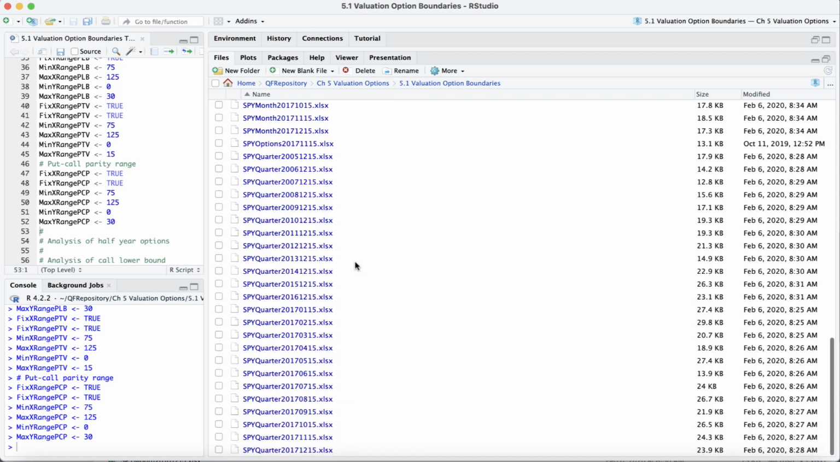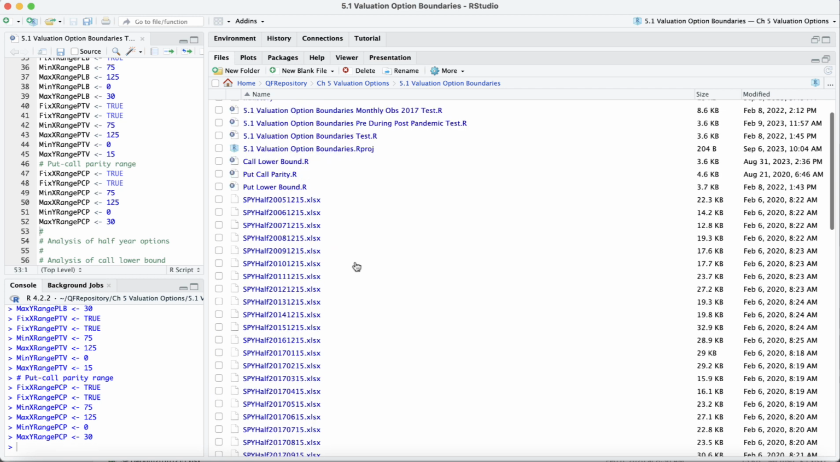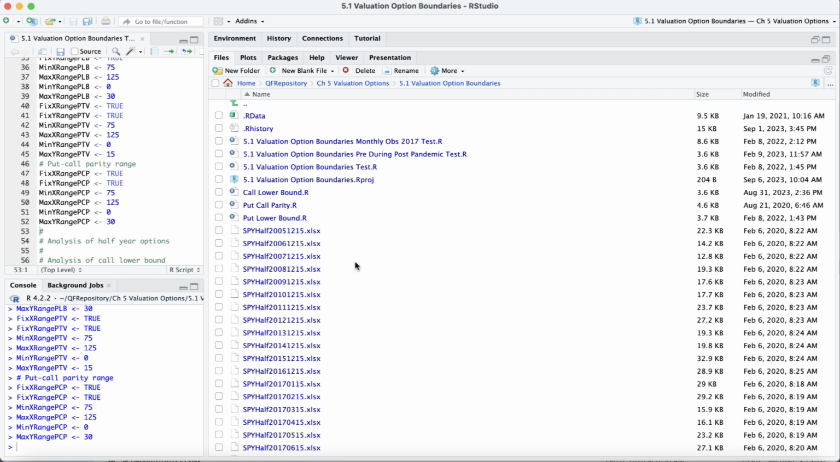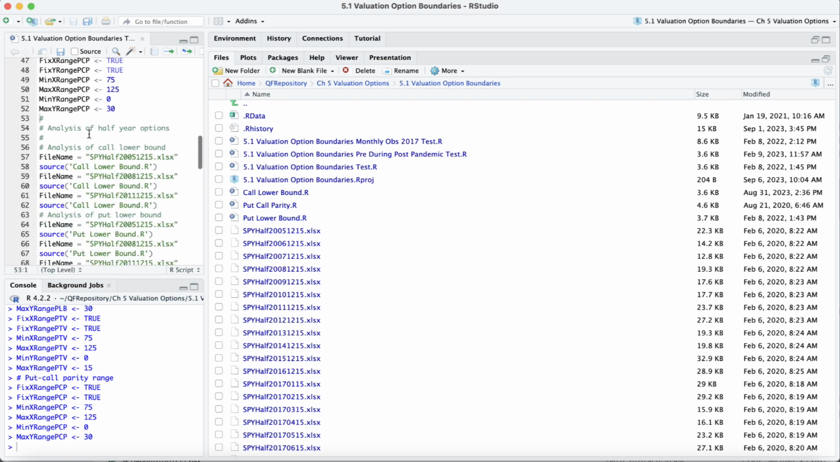The goal here is really just to understand the behavior of option prices and time value and put call parity and boundaries at different types of markets, high stressed markets, quote normal markets, and so on. And so the way this is going to work is there's a couple pieces of R code. One is the call lower bound, another one is the put lower bound, and then we also have put call parity. And so these particular functions will be called numerous times depending on the task at hand.